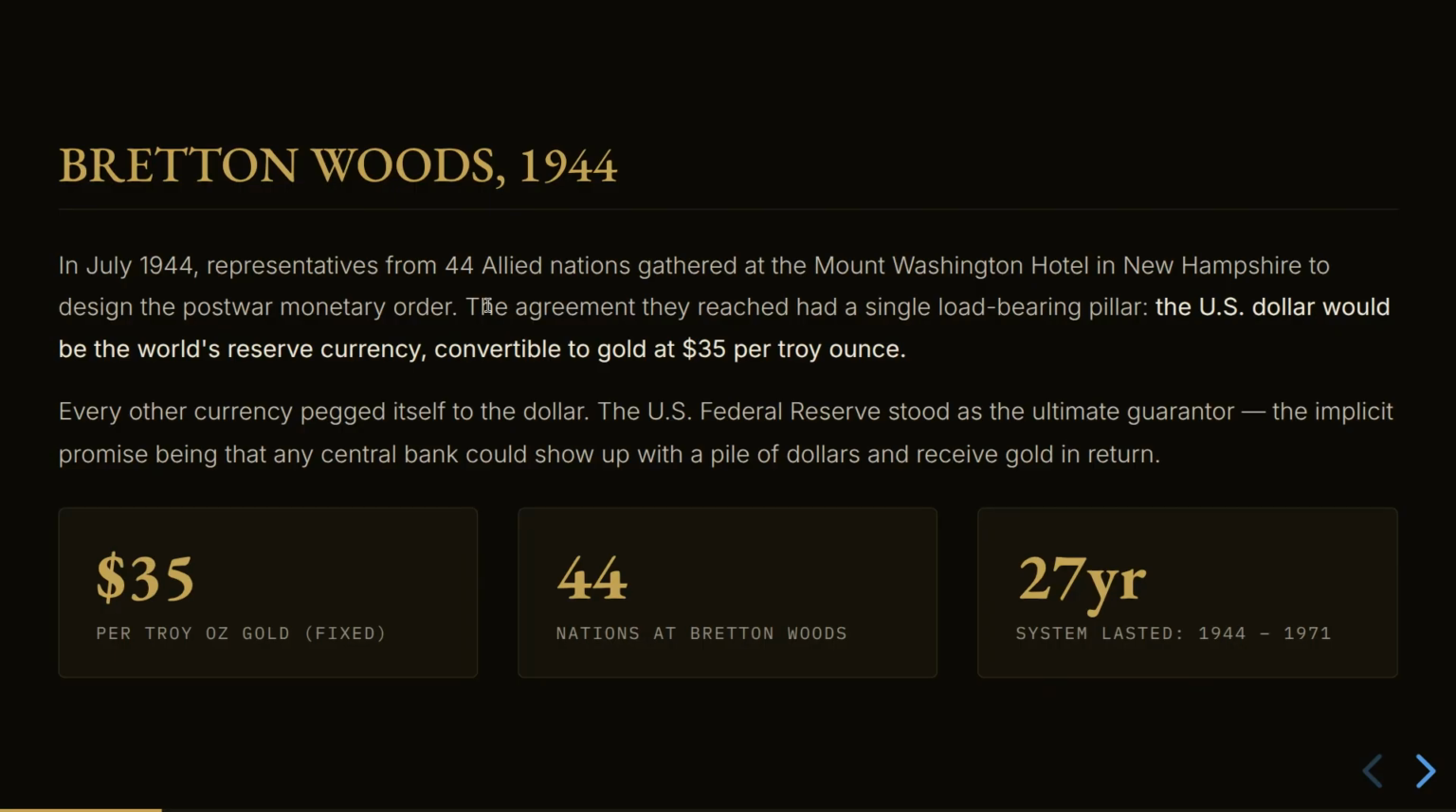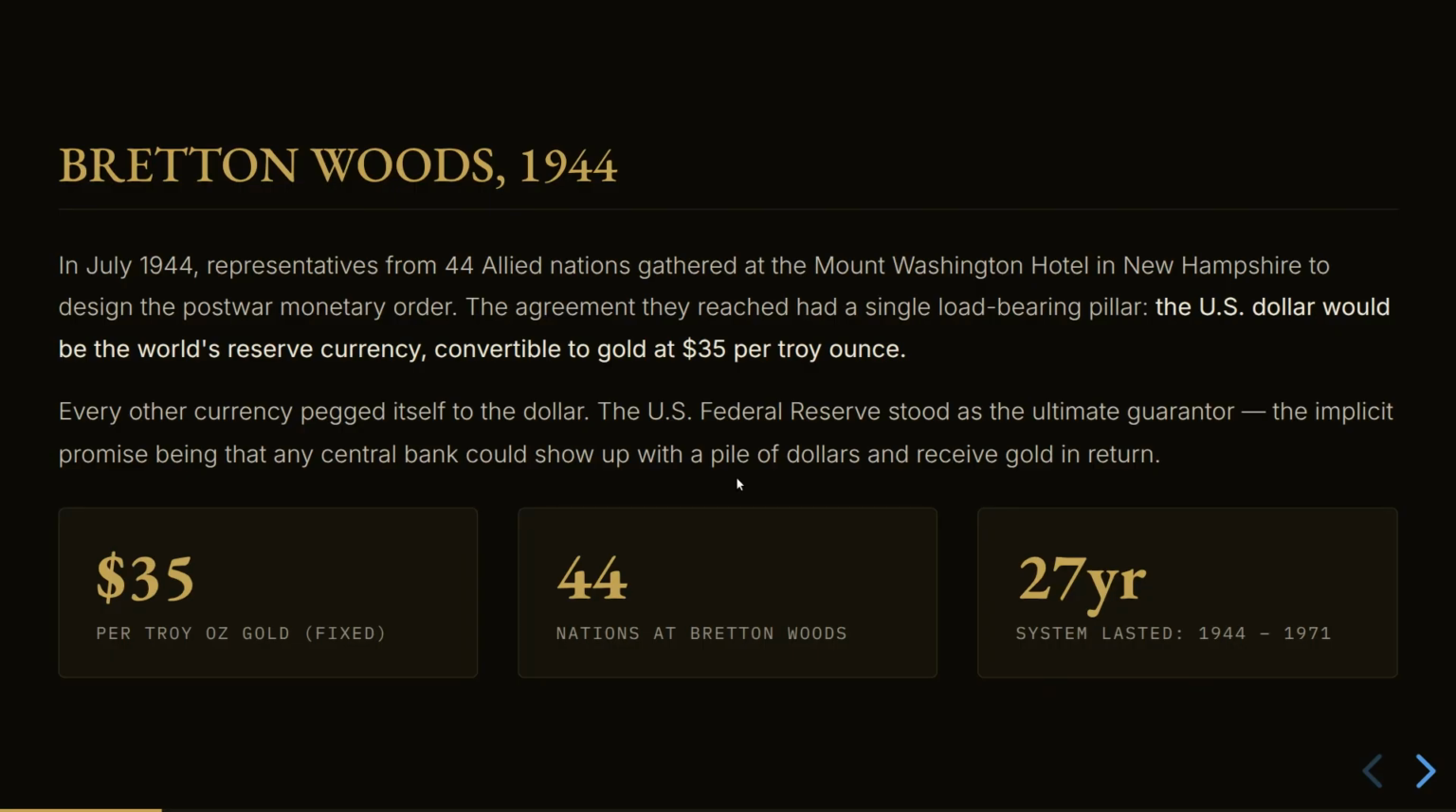The agreement they reached had a single load-bearing pillar. The US dollar will be the world's reserve currency, convertible to gold at $35 per troy ounce. Every other currency pegged itself to the dollar. The US Federal Reserve stood as the ultimate guarantor, the implicit promise being that any central bank could show up with a pile of dollars and receive gold in return.